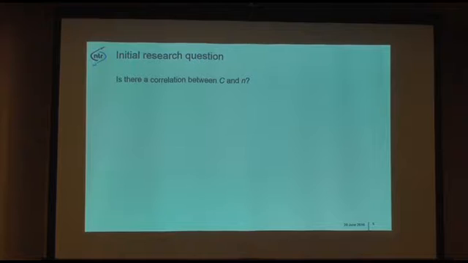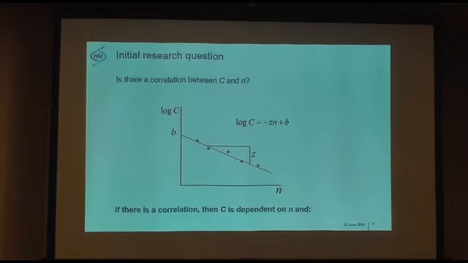So the initial research question was, is there a correlation between the constant and the exponent? There's been a lot of debate about that in the literature. If you have one sample, you get a constant and an exponent. And for multiple samples, you get multiple combinations. So is there a correlation? And if there is a correlation, then the constant is dependent on the exponent.